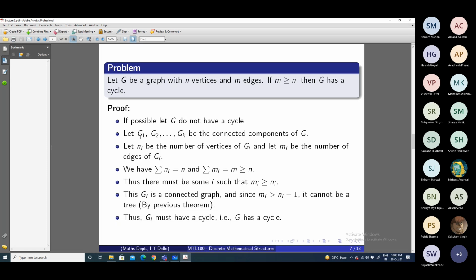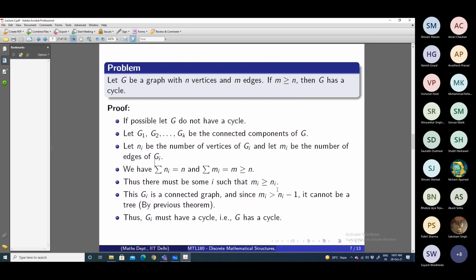Now let G1, G2, ..., Gk be the connected components of G, and let ni be the number of vertices of Gi and mi be the number of edges of Gi. Then obviously the summation of ni is n, and the summation of mi is m. Now since it is given that m is bigger than or equal to n, this sum is bigger than or equal to this sum, summation ni. So therefore we must have one i such that mi is bigger than or equal to ni.